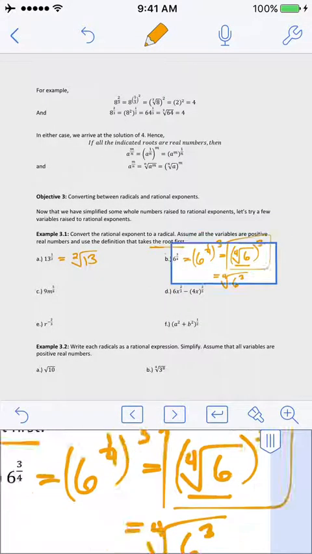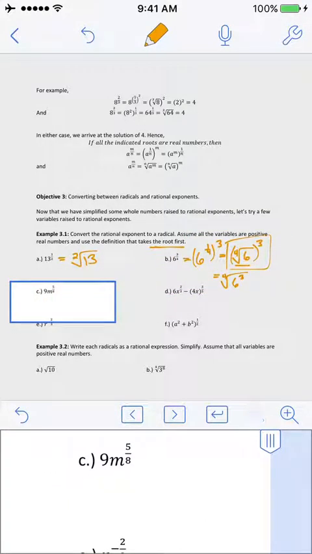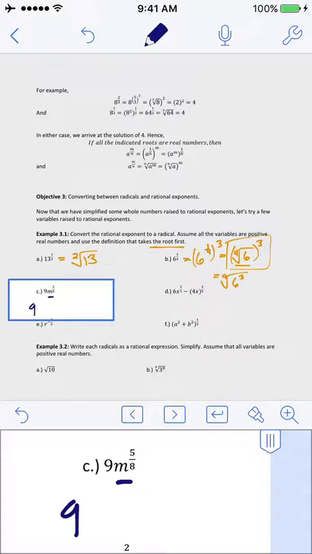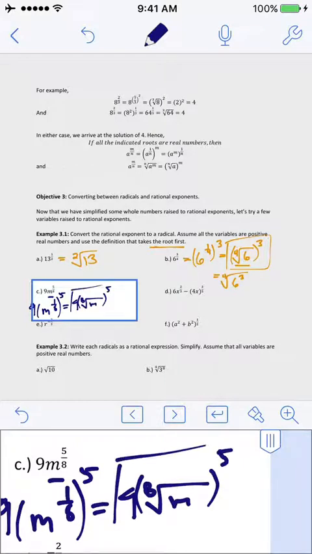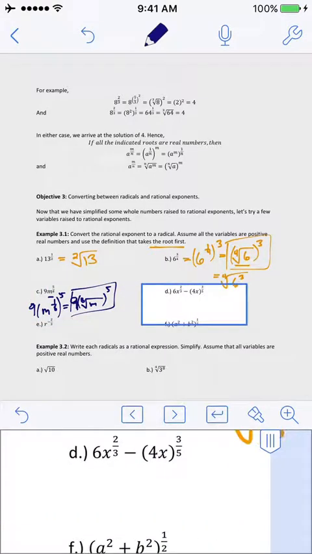But this is actually the answer they were looking for. All right, 9m to the 5/8. Be very careful that 5/8 is not applied to the 9, right? It's not in parentheses. So this one would just have a 9 on the outside. We would have m to the 1/8 to the 5th. So it'd be 9 times the 8th root of m to the 5th. That would be our final answer. The 9 is on the outside.